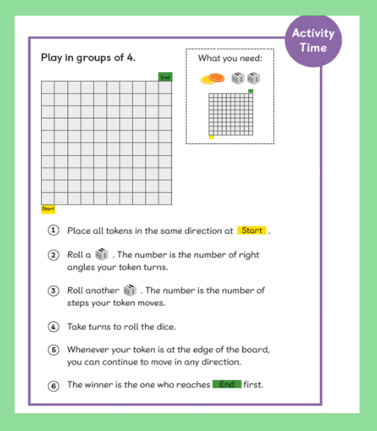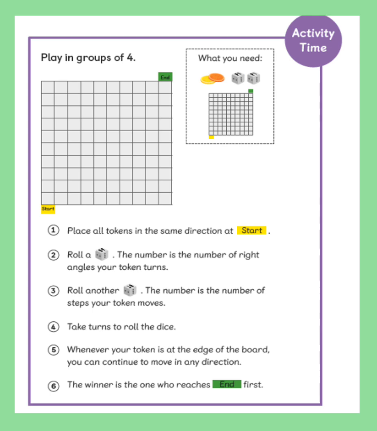So, on to your activity for today. You'll need the board, which is in the worksheets pack, and you'll need a counter for each player. I would suggest you don't play with a counter like the ones in the picture, because they're round, and you'll need to know which direction they're pointing in. So, I'll read through the instructions and then set you up. Instruction number 1. Place all your tokens in the same direction at start. So all your tokens will need to face the top, I would suggest, or the right hand side.